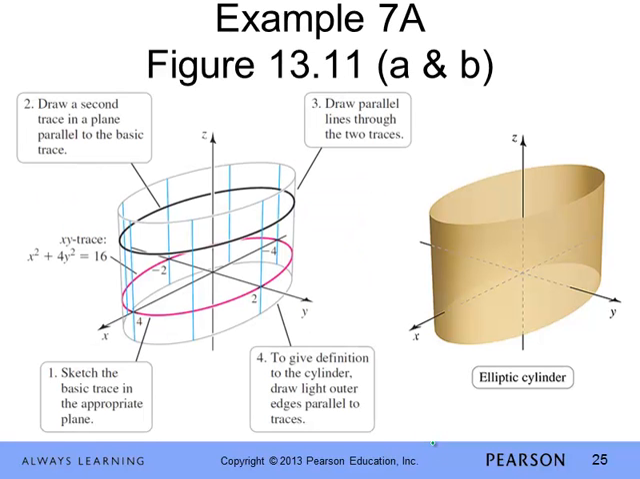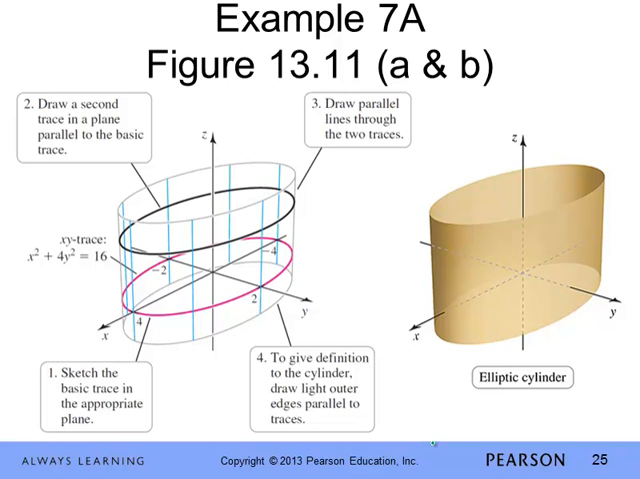All right, here we've got example 7. For part A, we've got x squared plus 4y squared is equal to 16. Here's the equation right here. You don't see an appearance of the z variable, so you know this is a cylinder. So in the xy plane, go ahead and draw the ellipse, which is the graph of x squared plus 4y squared equals 16 in 2 dimensions.